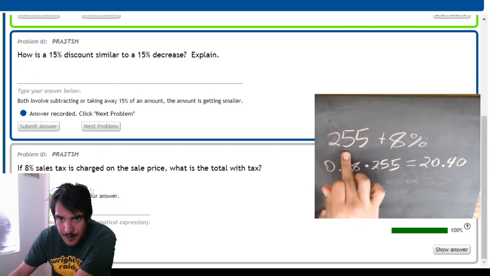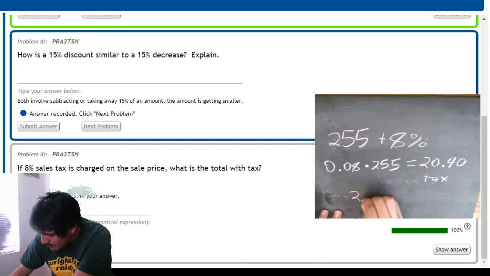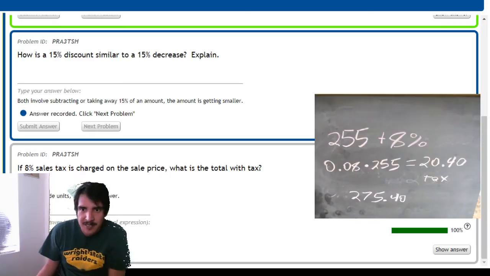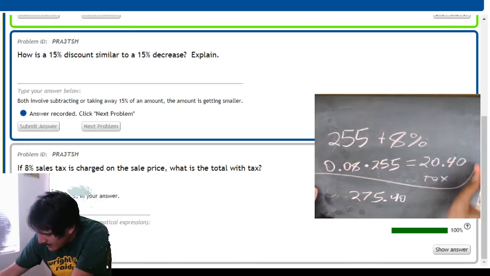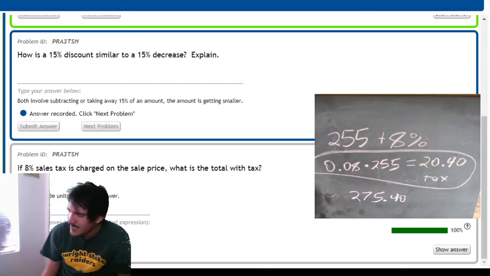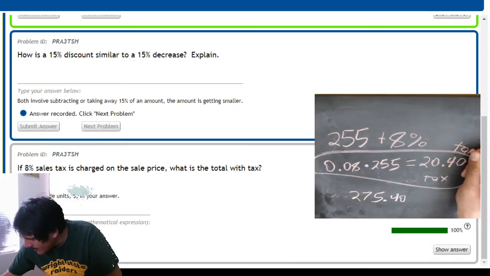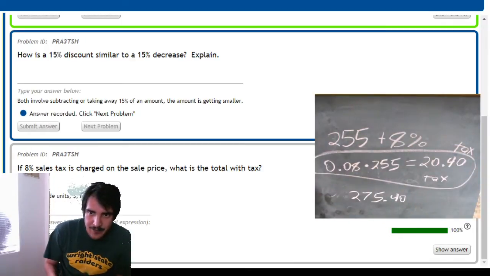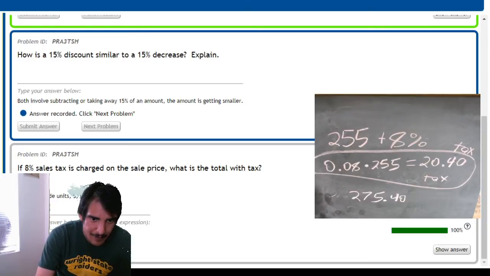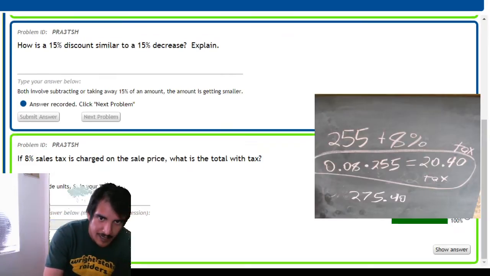So I'm going to do 255 plus this tax, and that should get me 275.40. So you see the two steps there. The first step was to find the 8% tax. I'll label that. That's the 8% tax. And then add it onto the total there. So we did that. Okay? So it's at 275.40. 275.40. Enter.